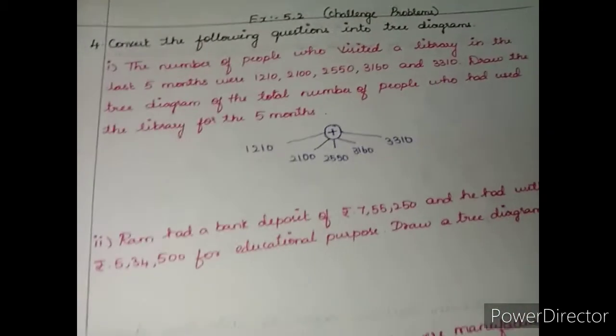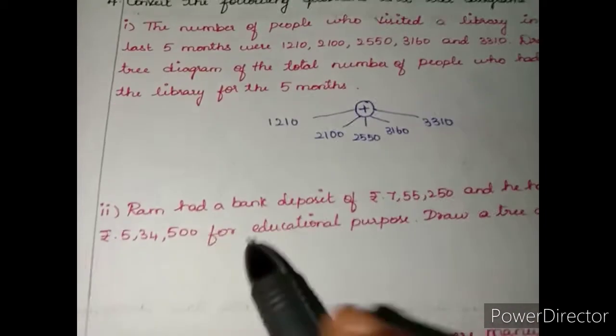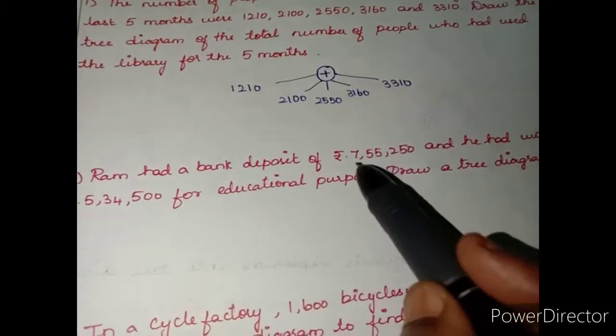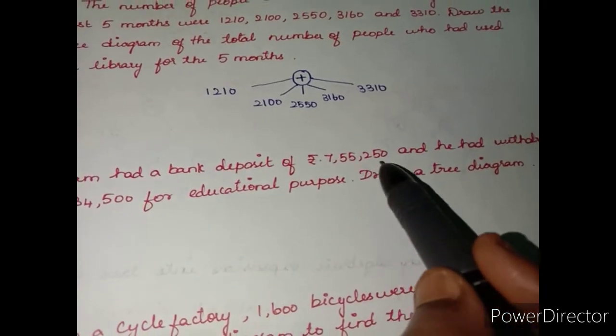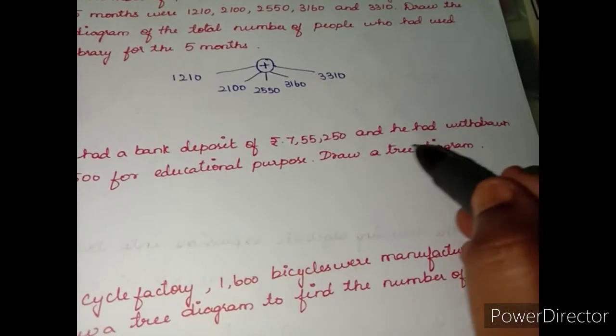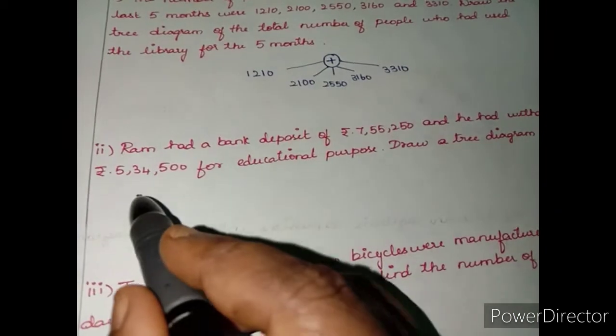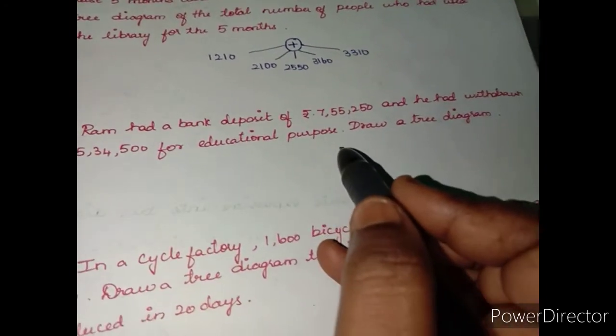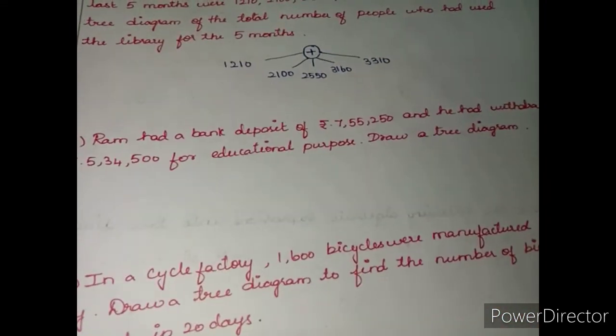So this is the answer. See the next question. Ram had a bank deposit of rupees 7,55,250 and he had withdrawn rupees 5,34,500 for educational purpose. Draw a tree diagram.